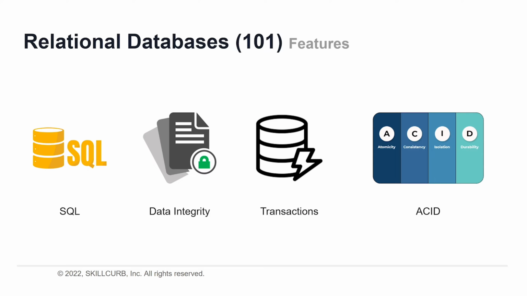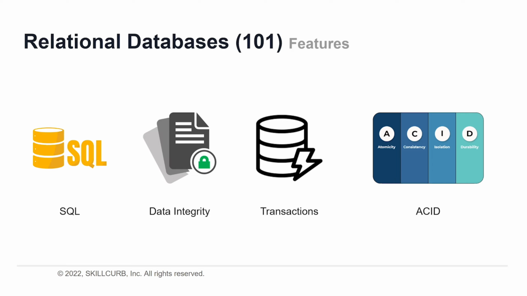The features of relational databases are as follows. SQL. SQL, or Structured Query Language, is the primary interface used to communicate with relational databases. SQL is used to add, update, or delete rows of data, retrieving subsets of data for transaction processing and analytics applications, and to manage all aspects of the database.